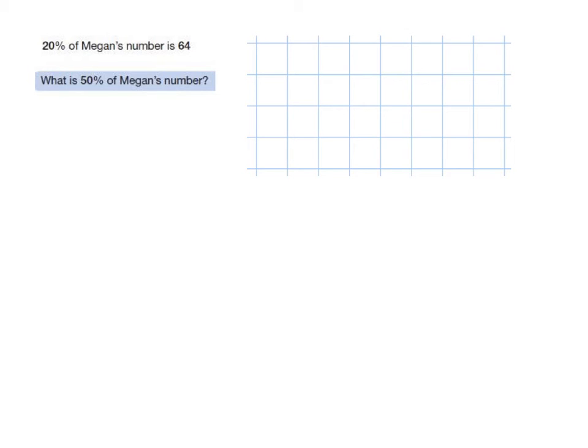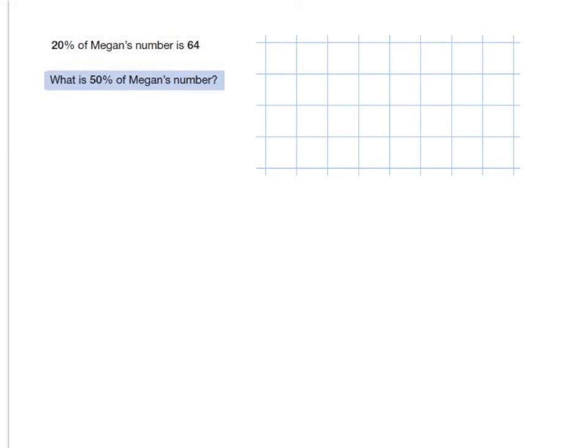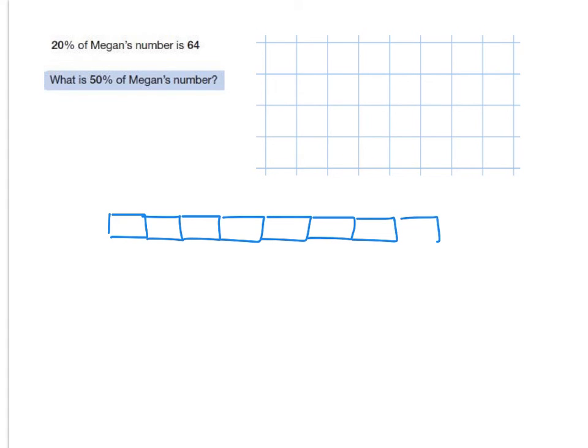We've got 20% of Megan's number is 64. Now because I'm working in percentages and I've got a multiple of 10, I'm going to draw 10 boxes. I've not actually got quite enough in my little grid there, so I'm just going to draw 1, 2, 3, 4, 5, 6, 7, 8, 9, 10 boxes. And 20%, which is 2 of those boxes, is 64. So 20% is 64, which means 10% is half of that, which is 32.